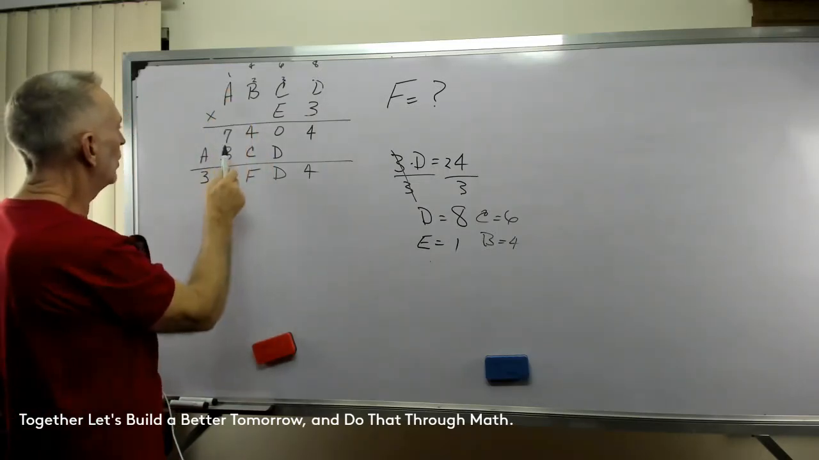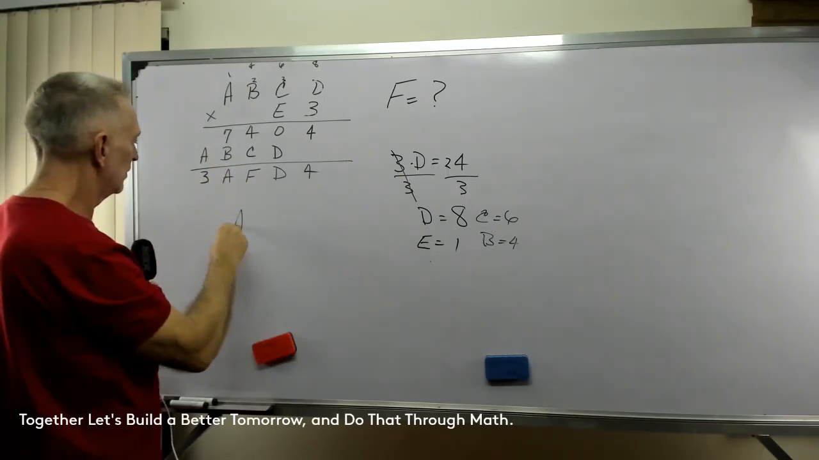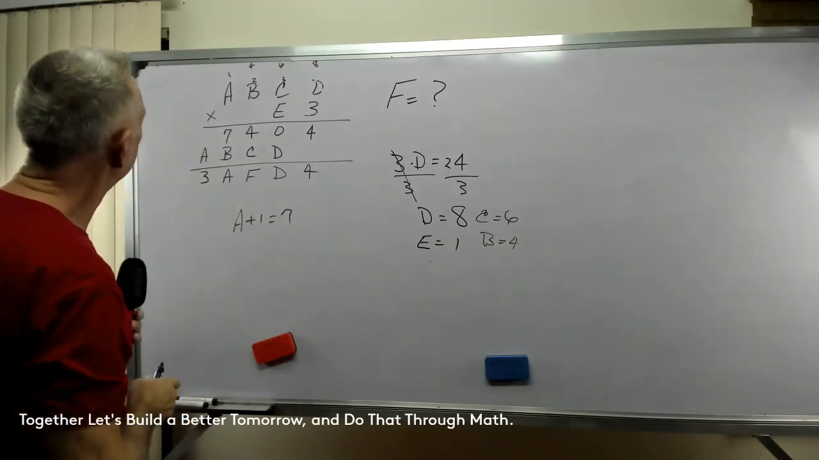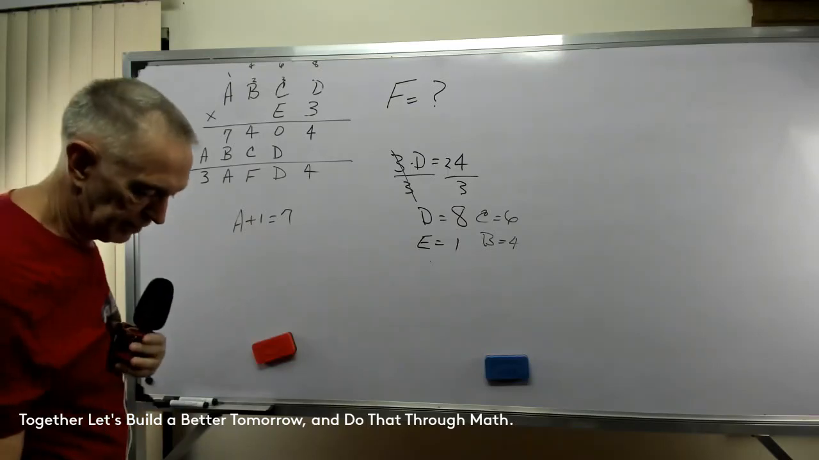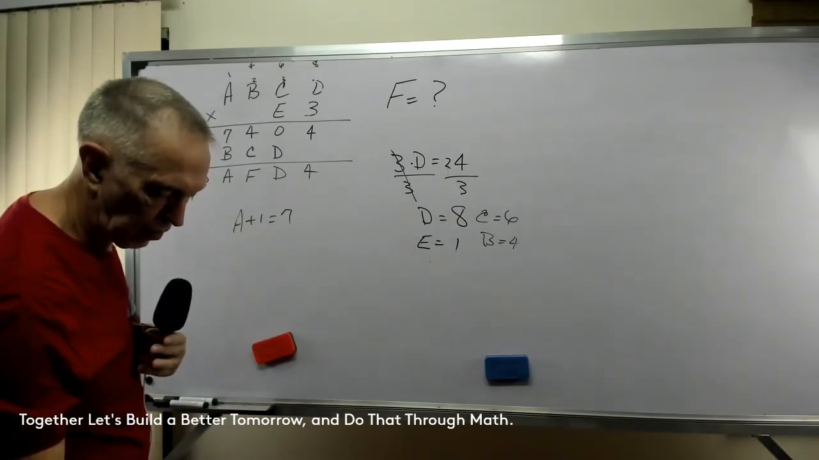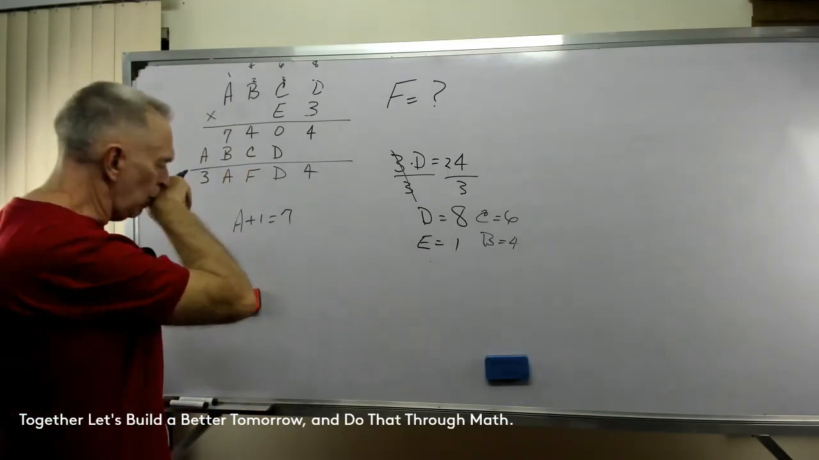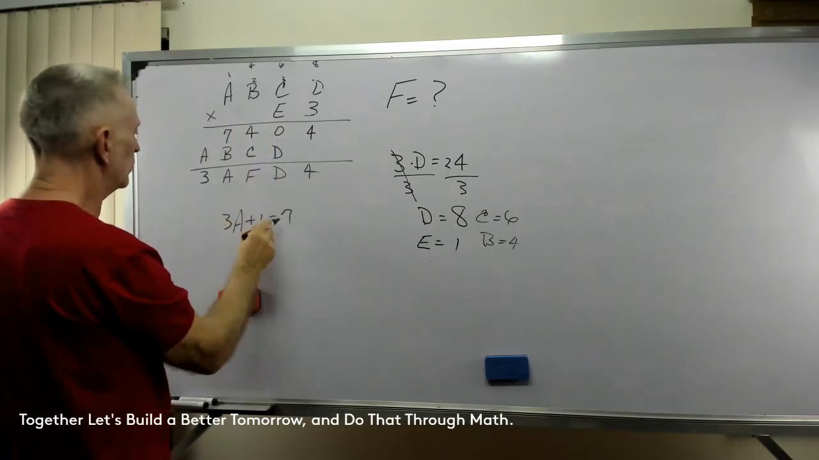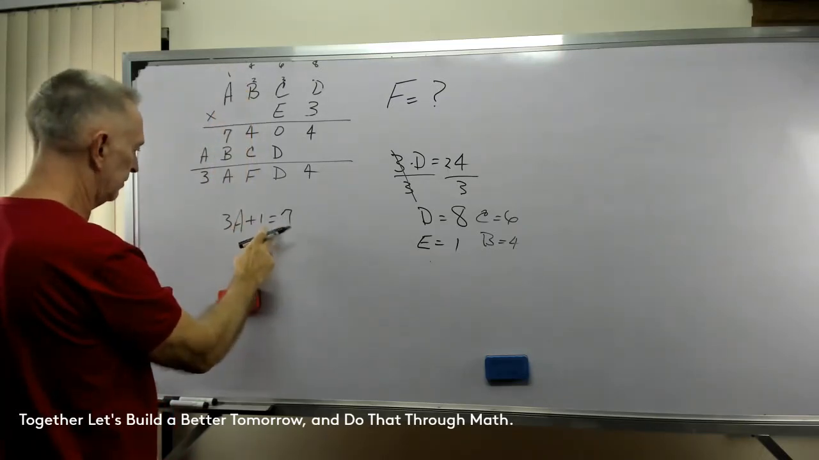3 times A plus 1 is 7. I've got to cough. I'm going to pause for a moment. Okay, I'm back. Sorry. Okay, it's 3 times A plus 1 equals 7.